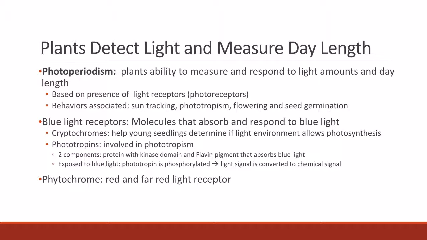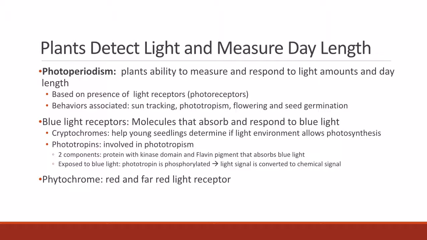There are two types of light receptors. The first type is a blue light receptor, and these are molecules that absorb and respond to blue light. Cryptochromes are an example of blue light receptors, and they help young seedlings determine if the light environment allows for photosynthesis. Another example includes phototropins.